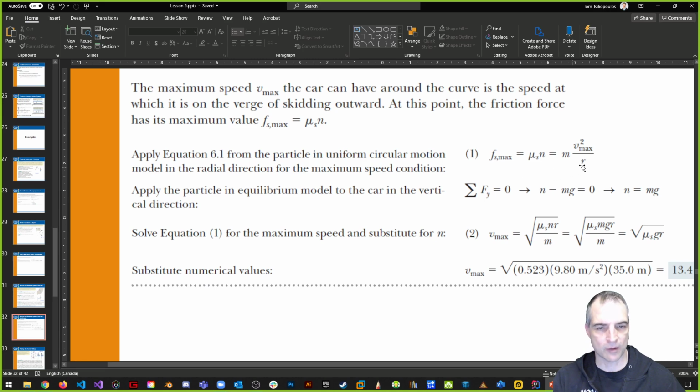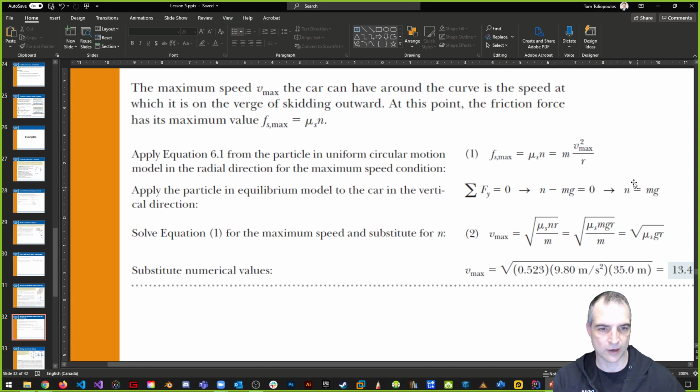And we want to multiply it by v squared over r, because we also know that force is equal to mass times acceleration. And we know we can convert mass times acceleration to mass times v squared over r. So we can have a relationship between mu static, normal force, and mass. We have all these things in there.